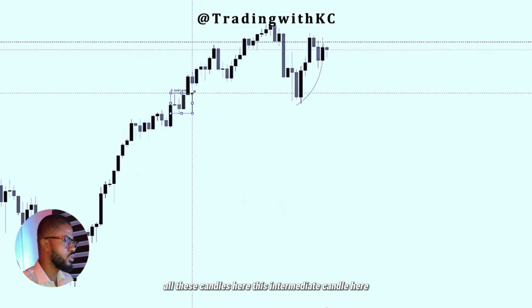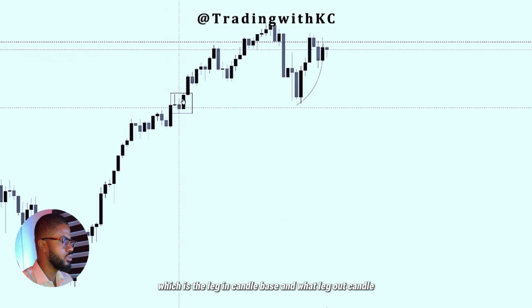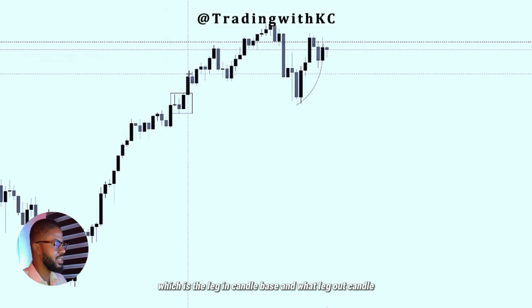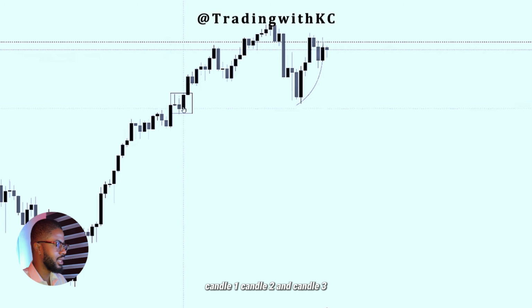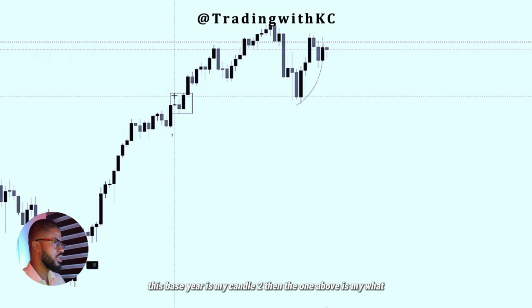This intermediate candle here, these are my bases. So this is my rally, which is the leg in candle, base, and what? Leg out candle. Candle 1, candle 2, and candle 3. So let me label it there so you can have a better understanding. This is candle 1. This base here is my candle 2.